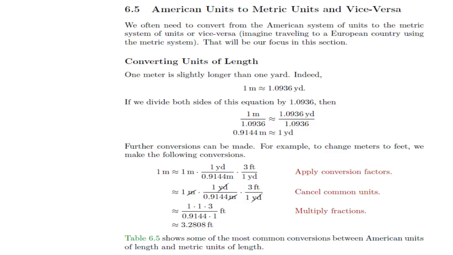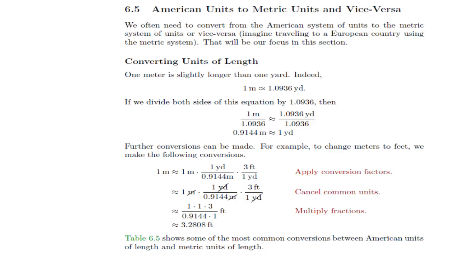Converting units of length. 1 meter is slightly longer than 1 yard. Indeed, 1 meter approximately equals 1.0936 yards. If we divide both sides of this equation by 1.0936, then 0.9144 meters approximately equals 1 yard. Further conversions can be made.